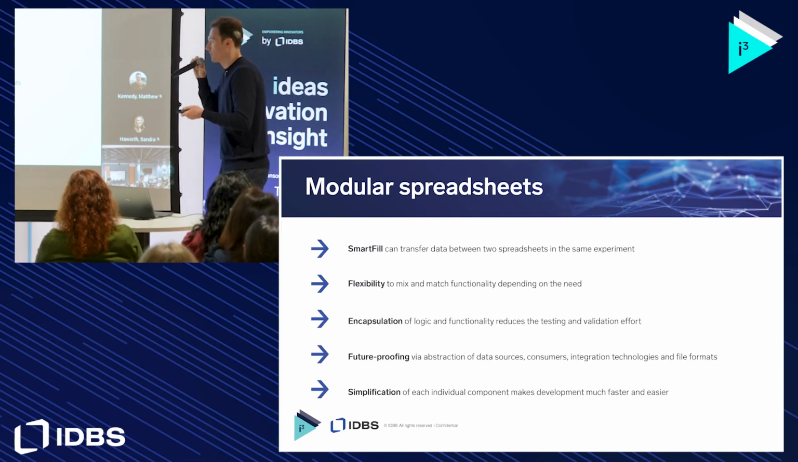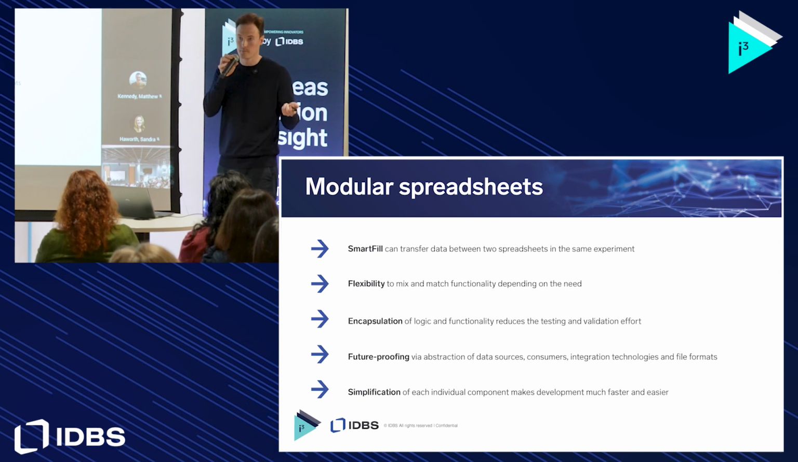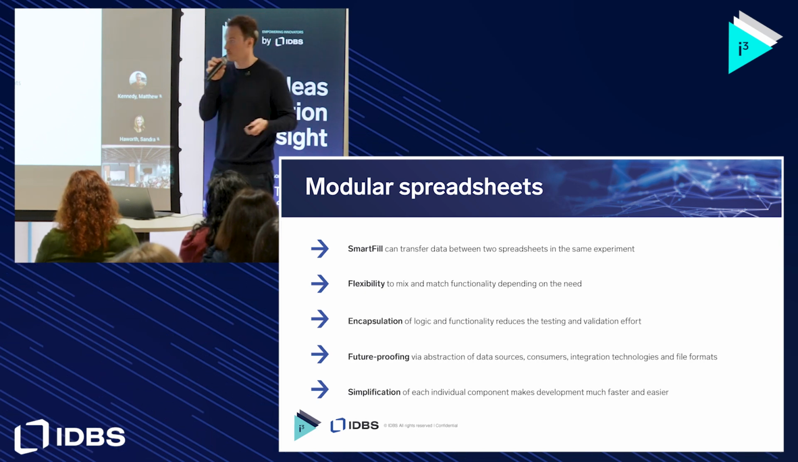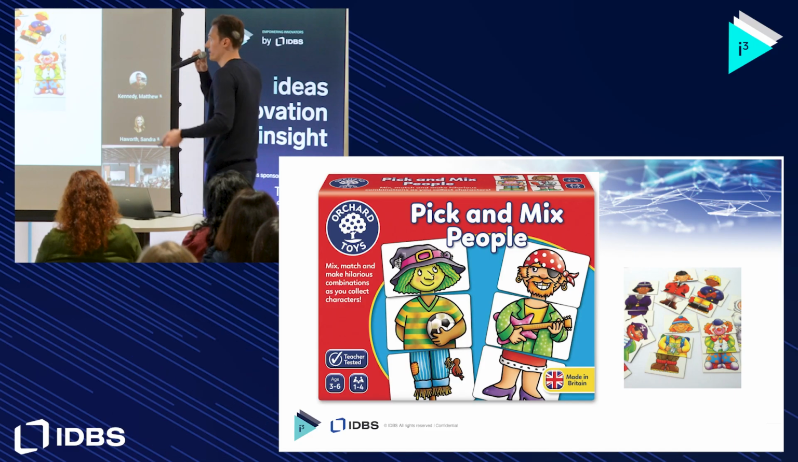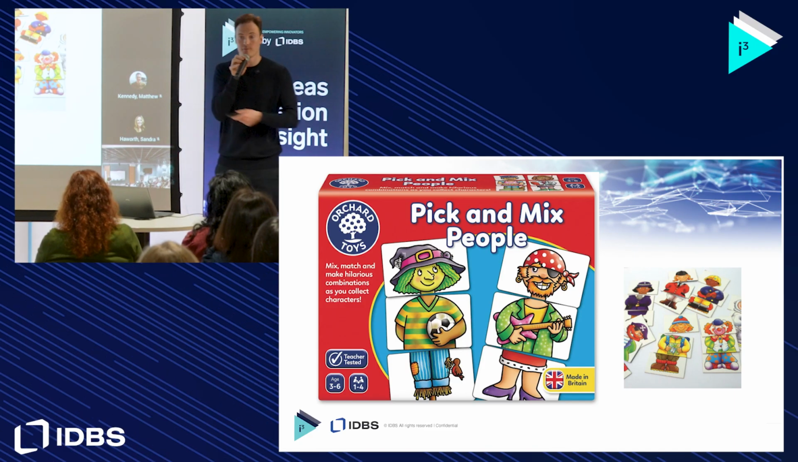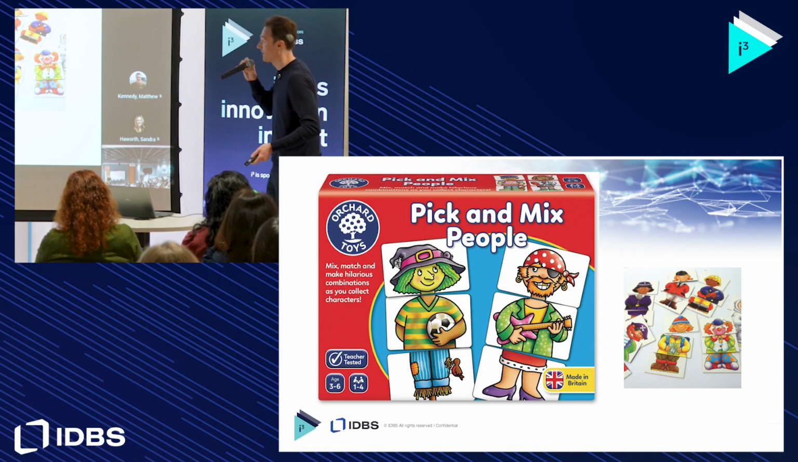And then simplification is the last point. So this is essentially just saying that if you have smaller spreadsheets with more targeted functionality, then they can be simpler, right? You don't need to have lots of different options. And the example I've used for this is pick and mix people. I don't know if anybody else ever played. I hope other people played this as a child. Otherwise, this is like a weird fever dream for me.